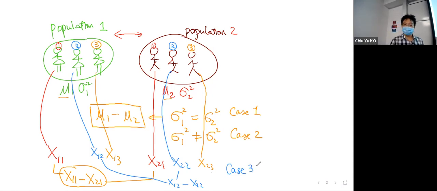So let me repeat what we are doing here. Case 1 and case 2 talk about 2 populations where you cannot pair each observation, so you look at the difference between the 2 means. And here we talk about a population of pairs. So for each one from 1, you can find another one from 2. So then you care about the difference between the observations. And that is what happens in practice.